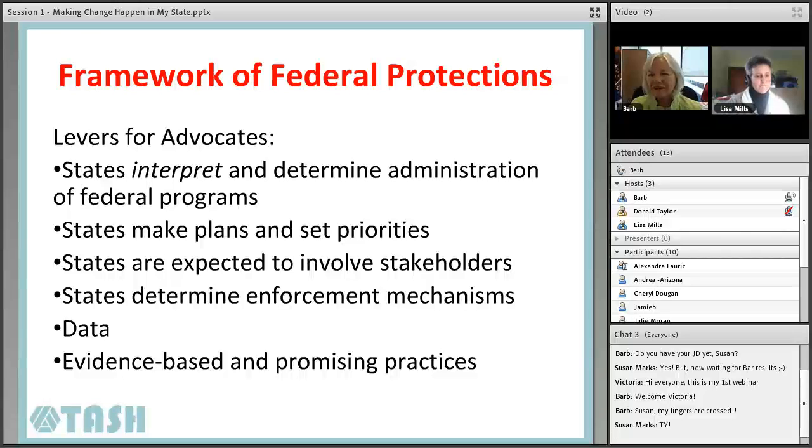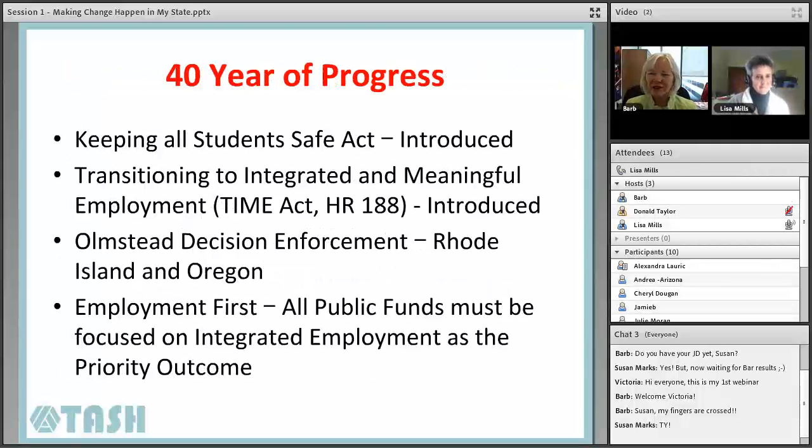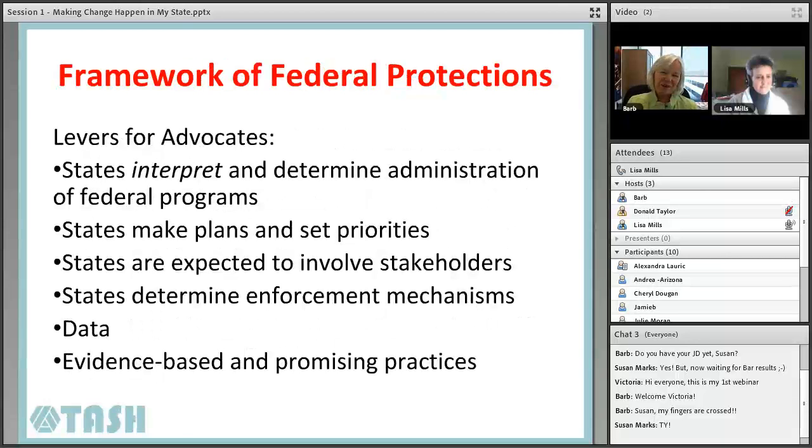So if you think about the last four slides and everything that Lisa and I have talked about, an outside person who's new to the disability world would think, well, what's the matter? You have such a strong set of civil rights protections at the federal level. Well, what the matter is how states implement what's in federal law. So, Lisa, sorry, I just wanted to make sure we didn't accidentally advance too far. This is the correct slide.